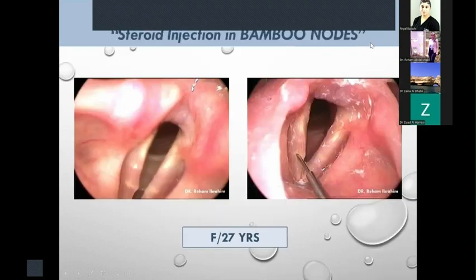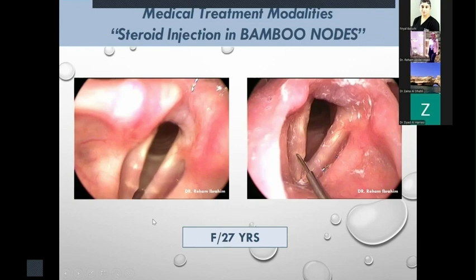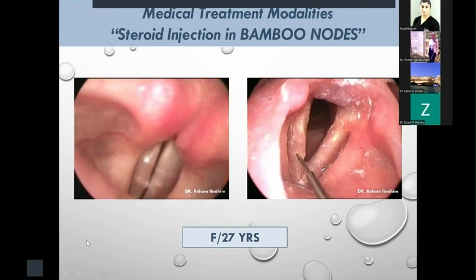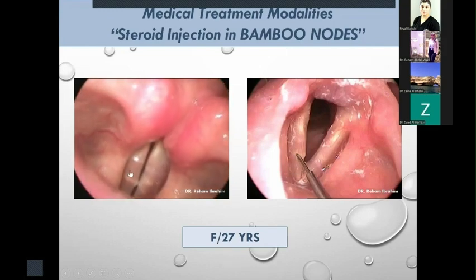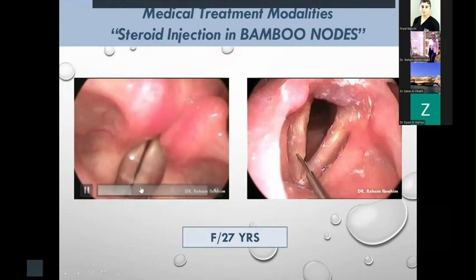As I've already said, some lesions might respond to local steroid injection, and the common lesions are the bamboo nodes. However, these kinds of lesions are associated with a high risk of recurrence even after the steroid injection. So in order for a patient to improve, we might need maybe 2 or 3 sessions of steroid injection. So this is a 27-year-old female patient with multiple bamboo nodes over both of her vocal folds. You will see them here and here.